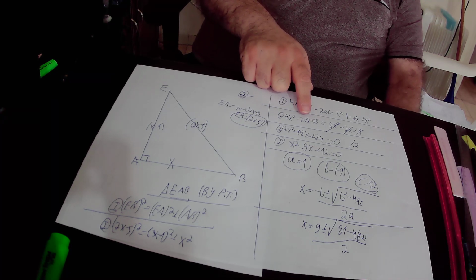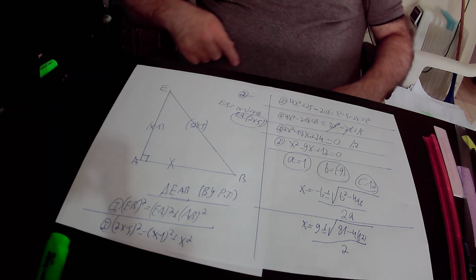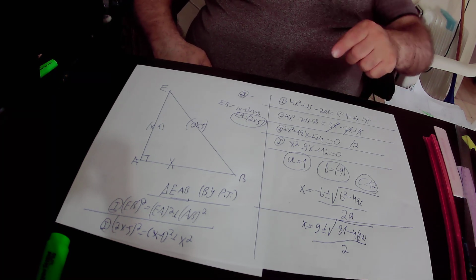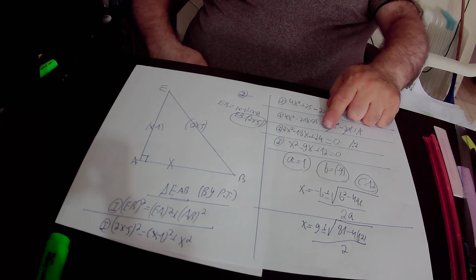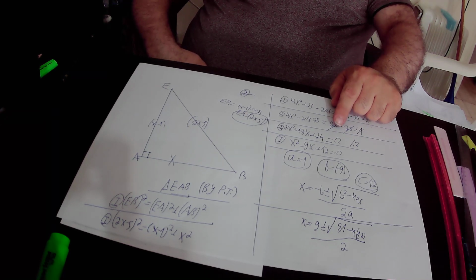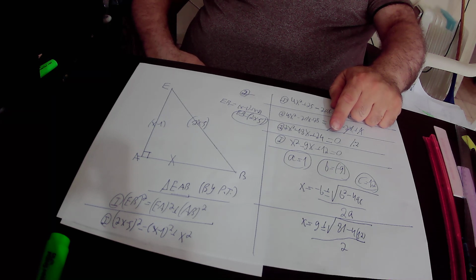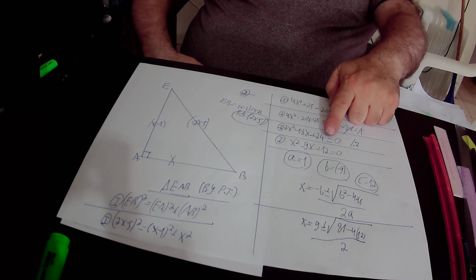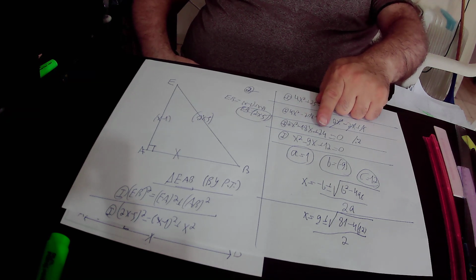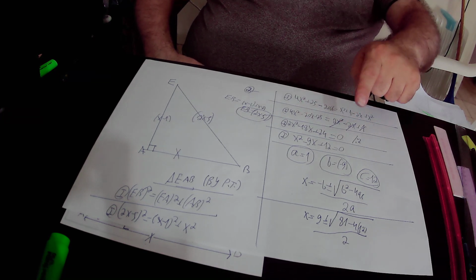We divided equation number 1 by 2, and we got that 2X squared over 2 is X squared, minus 18X over 2 is minus 9X, and plus 24 over 2 is plus 12. So here we have the quadratic equation X squared minus 9X plus 12 equals 0. Here the coefficient A equals 1, the coefficient B equals minus 9, and the coefficient C equals 12.